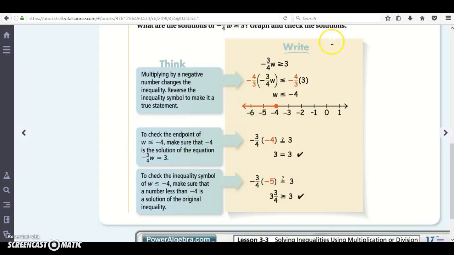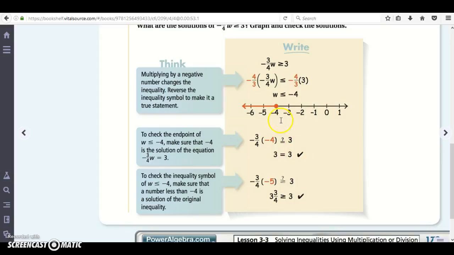So instead of the less than or equal to, I'm going to change this to an equal sign. And so I get negative 3/4 W equals 3. And instead of W, I'm going to place a negative 4 because that's my endpoint here at negative 4. And so I plug that in, and I get 3 is equal to 3.